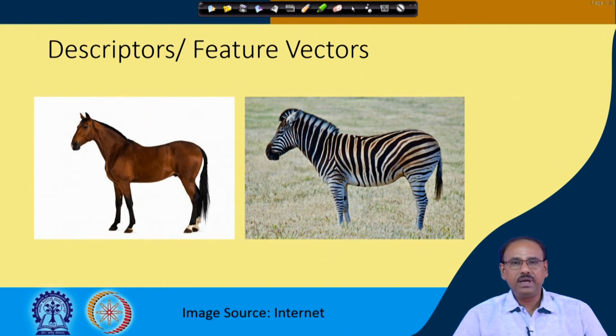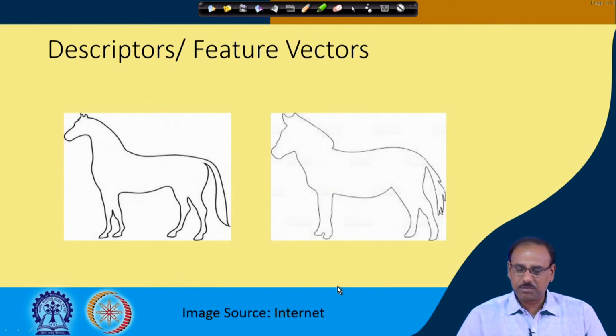So for that, what we need are the descriptors or the feature vectors. So here I am showing you two different pictures. One is the picture of a horse, the other one is the picture of a zebra. Now, given those two pictures, you find that both of them have two types of properties. One is the shape property, the other one is the region property. So what is the shape property? Let us come to the next picture.